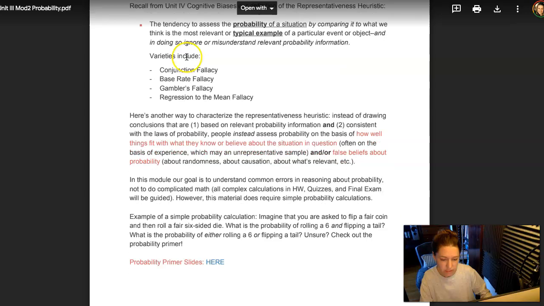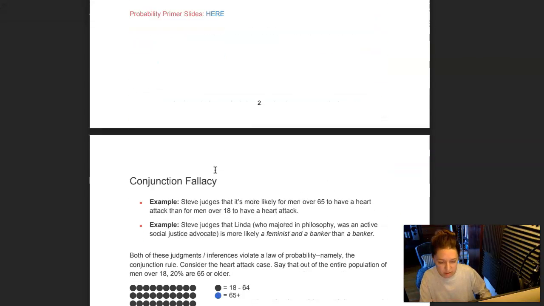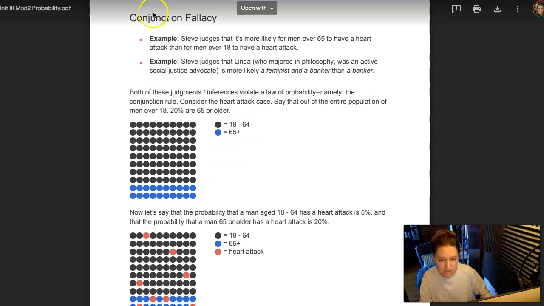You should read this little intro page, but I've said most of what's on it already. And let's skip to the first section on the conjunction fallacy. So again, this is something you've seen already.